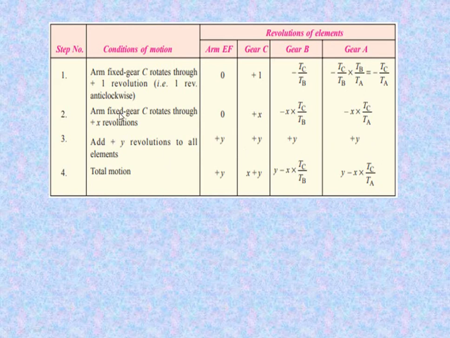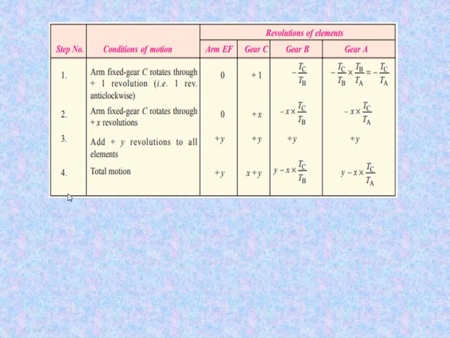Now add this plus Y into row number 2. So row number 2 is 0 plus Y, plus Y; 0 plus X plus Y, X plus Y; minus X into TC by TB plus Y, so Y minus X into TC by TB. Next is minus X into TC by TA plus Y, so what comes here is Y minus X into TC by TA. This is the table of motion.